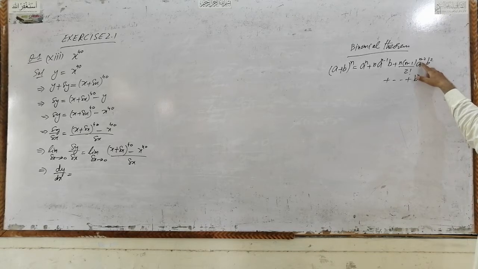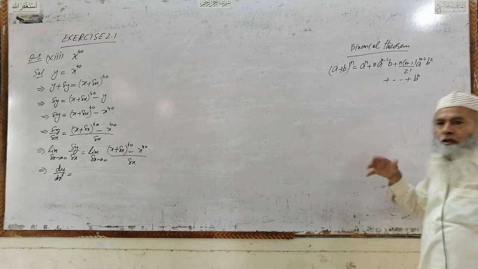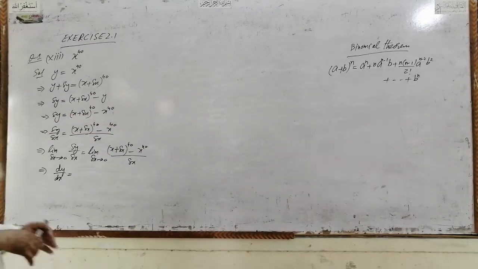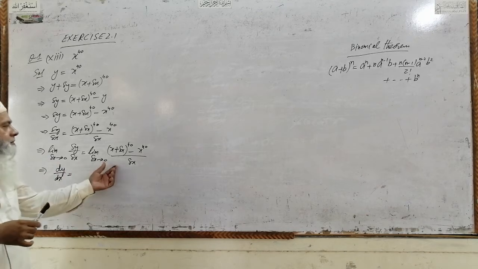This will be in every term. Next term will be a raised to power n minus 3, b cube. What is it indicating? The power 3 of b is being subtracted from n, which was the power of a. This is once again symmetry.